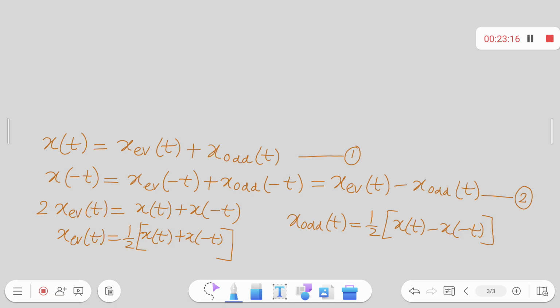Now suppose your signal x of t is not a real signal, it's a complex signal. Then how are even signal, odd signal, and whether the signal is even or odd, defined under this condition, when the signal itself is not a real signal? In that case, we don't call it even and odd, rather we call it something like this.